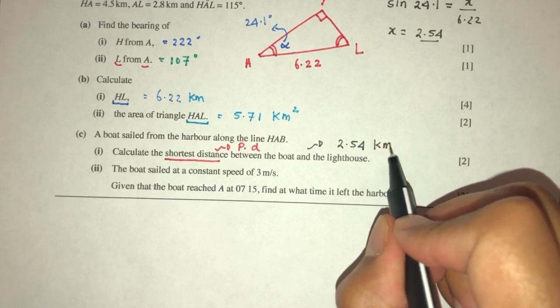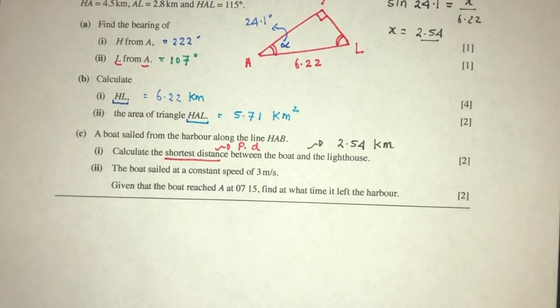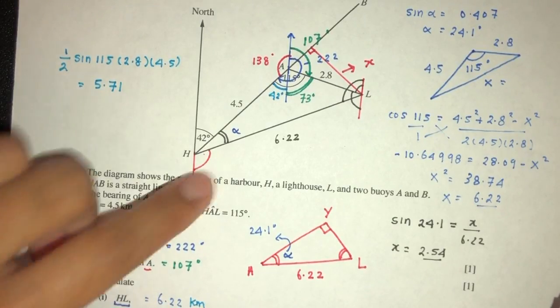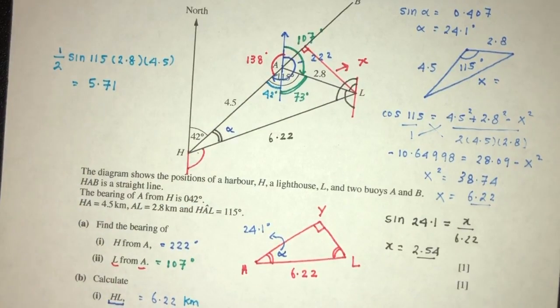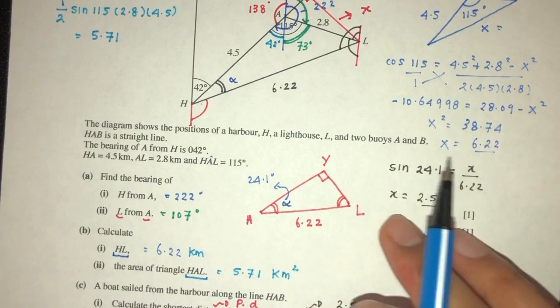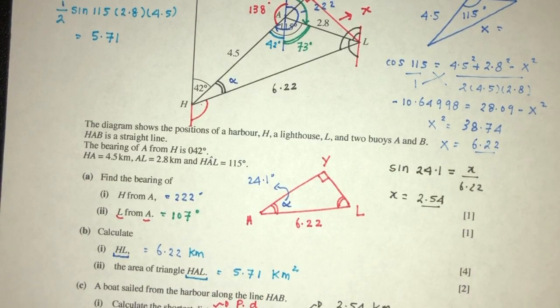kilometers, sorry. Okay, so again, I guess we just had to use the other way. I could not derive the angle by using the bearing here, so I had to calculate the angle by using the sine rule. As you can see, we were able to find the value of alpha by using the sine rule, and then using that in this triangle to find the value of the perpendicular distance between the boat and the lighthouse.